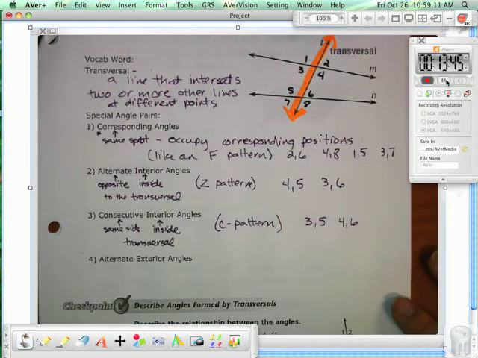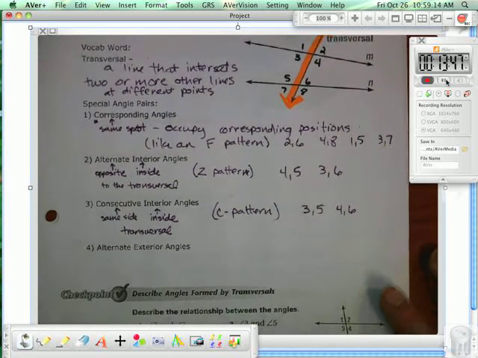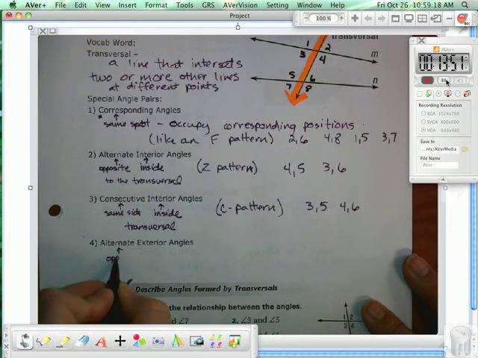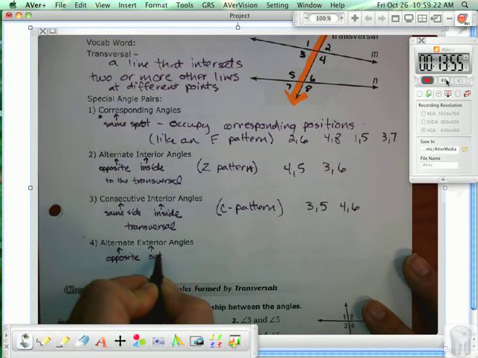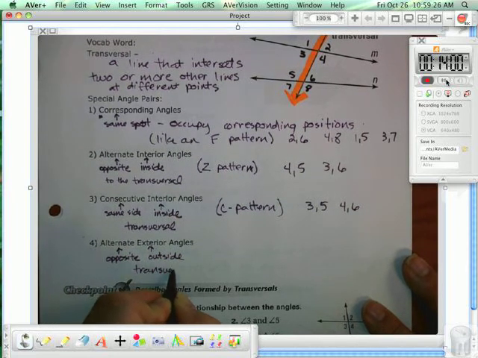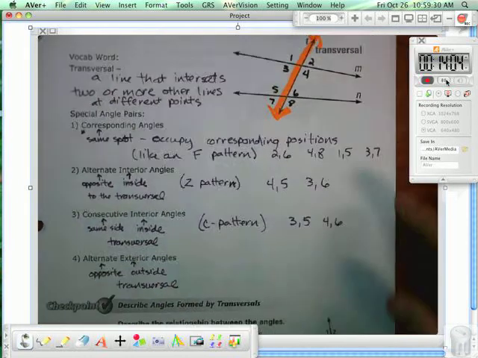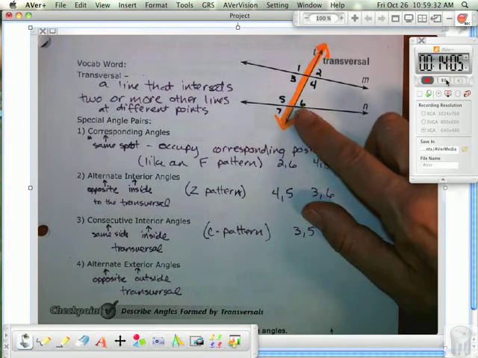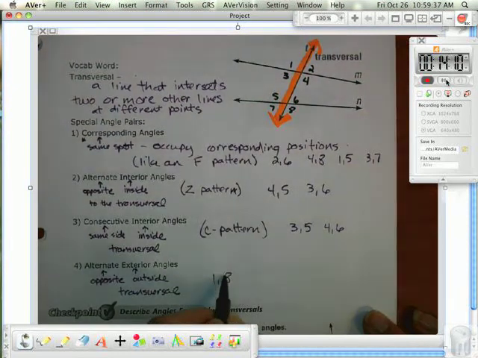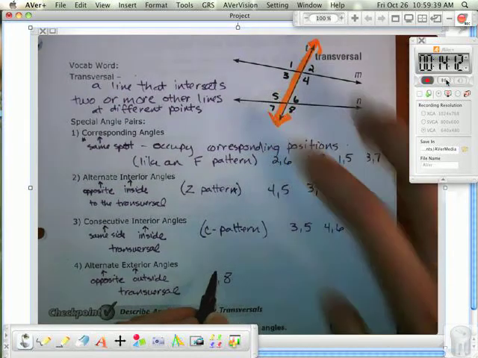All right, again we have that word alternate, which means what? Opposite. Opposite, and exterior, which means what? Outside. Outside. So, opposite and outside would be 1 and 8. See it? 1 and 8. And then one other pair. What would that be? 2 and 7.